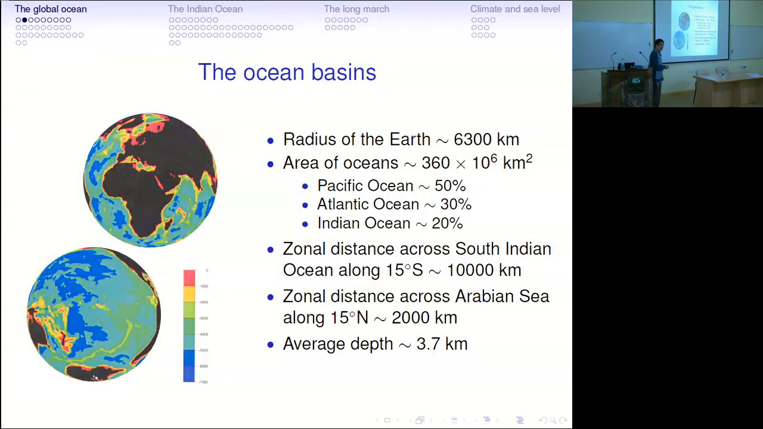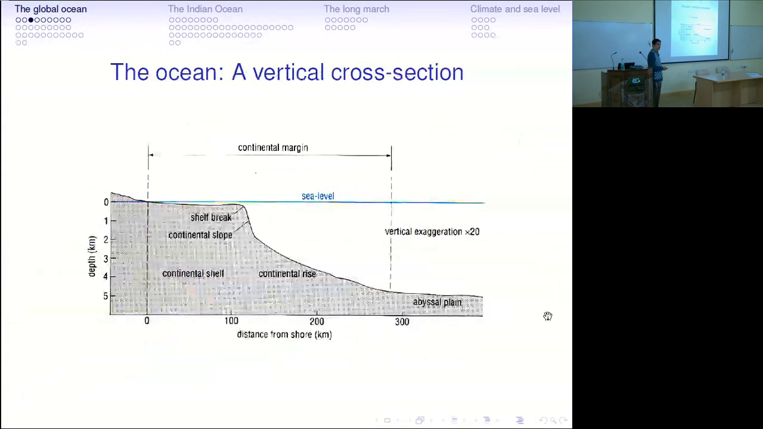The North Indian Ocean is smaller than the South Indian Ocean, and the Indian Peninsula, which plays a very critical role in determining the dynamics of this region, splits it into two smaller parts. So if you take the zonal distance across the Arabian Sea at 15 north, we are talking of 2,000 kilometers. Not seen in this picture, but actually plotted out here is the depth of the ocean. So these are bathymetry contours. The average depth is about 4 km. This is something to be kept in mind. We are talking about horizontal length scales of the order of a few thousand kilometers and depth scales of the order of a few kilometers.